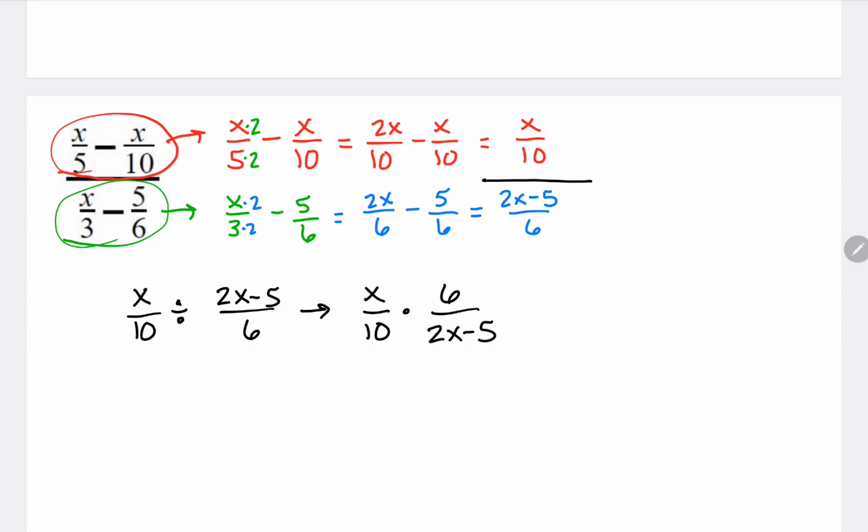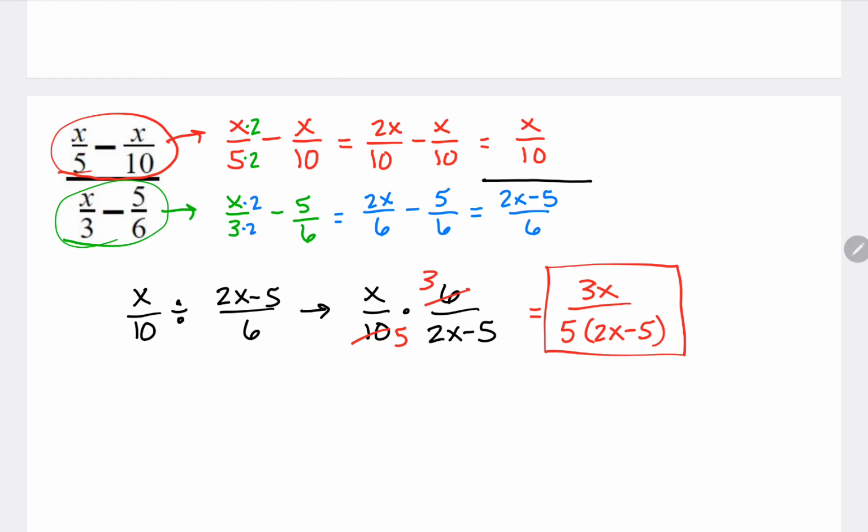None of those can be factored. So we just check to see, does anything cancel out? And nothing cancels out directly, but 6 over 10 can be reduced to 3 over 5. So we have 3x over 5 times 2x minus 5. And from here, nothing else cancels. So that is our final answer.